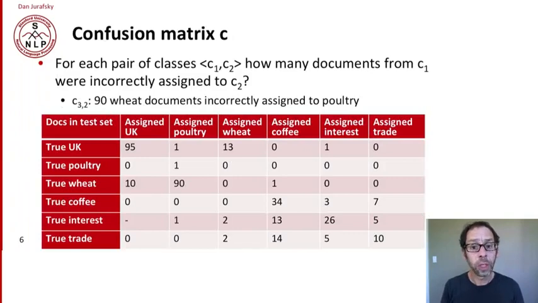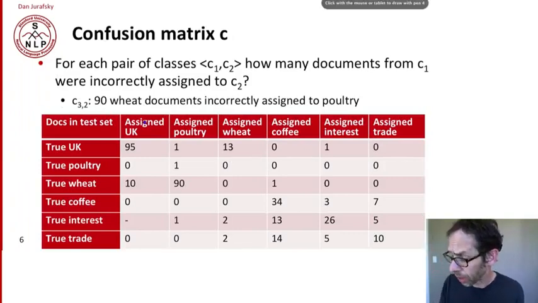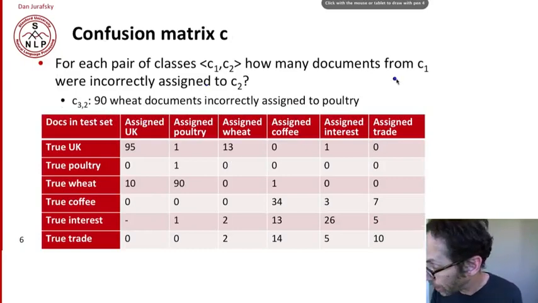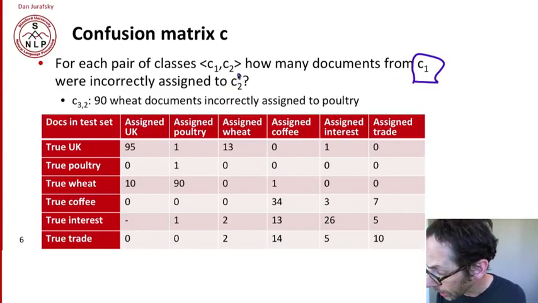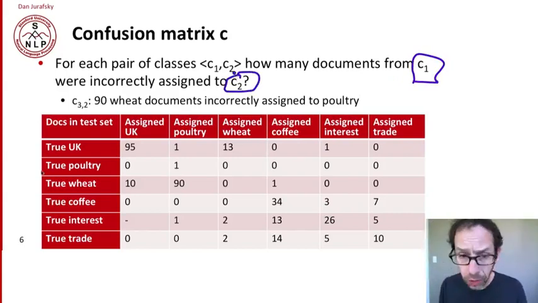The confusion matrix is very important for multi-class classification. The confusion matrix tells us, for any pair of classes C1 and C2, how many documents from C1 were incorrectly assigned to C2. Here's a little example.